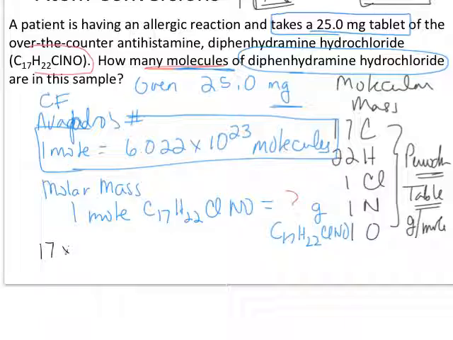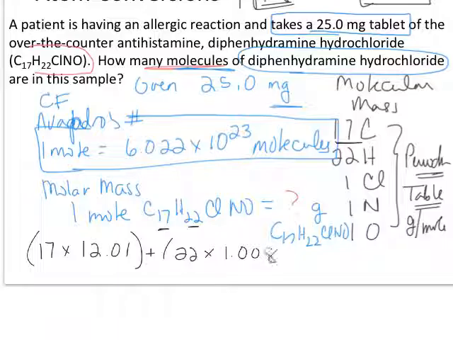So we're going to do 17 times, I'm going to look up carbon. There's 17 carbons because of the subscript 17. And I see on the periodic table it has 12 point. You just need to go out like 2 digits past the decimal, okay? So 17 times 12.01 plus how many hydrogens? 22. 22 times 1.008 plus how many chlorines? Yep, it doesn't have a subscript, so you know it's 1. So look at the periodic table, that's 35.45.